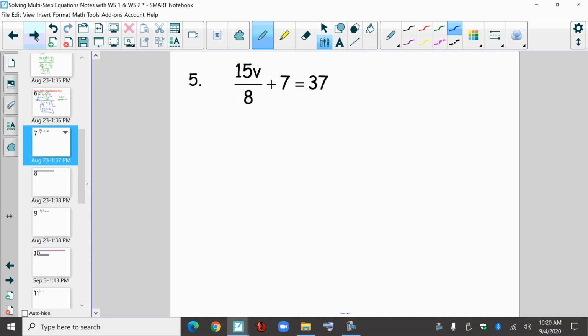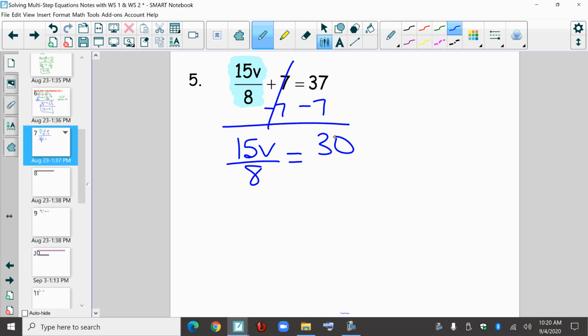Okay? Next, number 5. Again, this is the variable, so we treat this whole entire thing as one fraction. That means I need to get rid of the 7 first. How do I do that? It's a plus 7, so I'm going to subtract 7. I work from left to right, dropping down the 15v over 8, and that is going to equal 30.